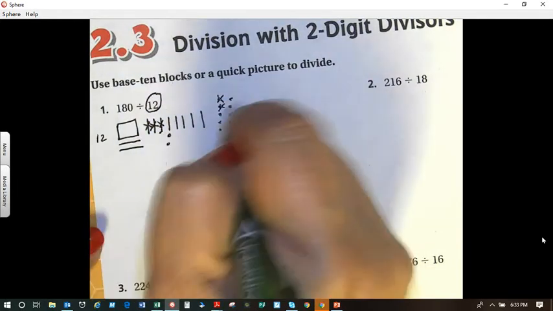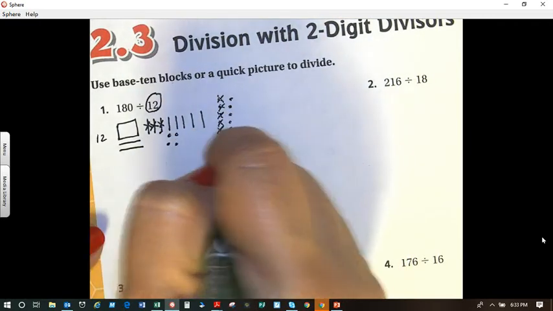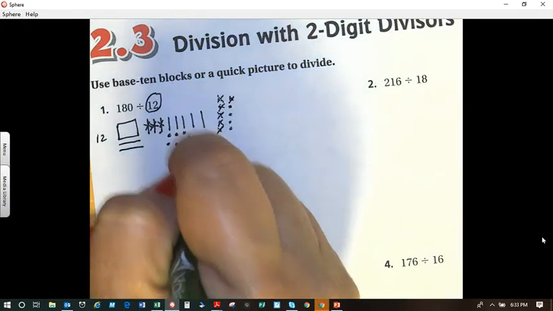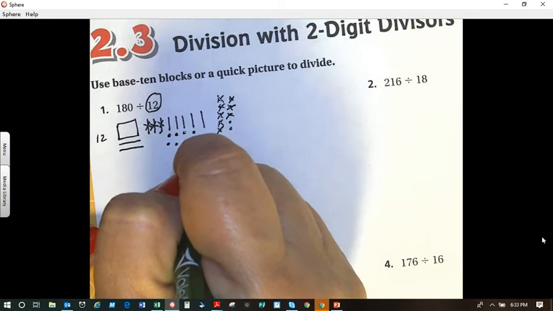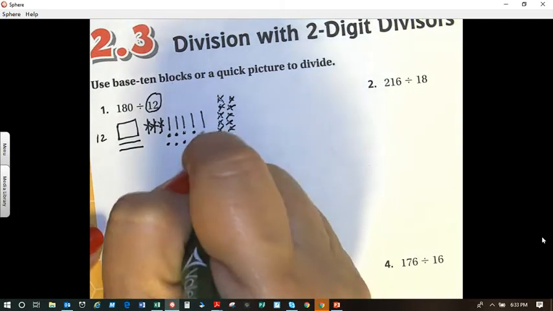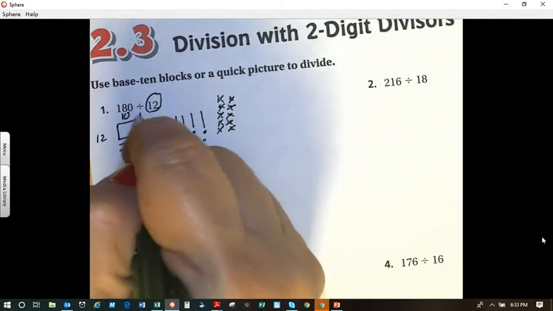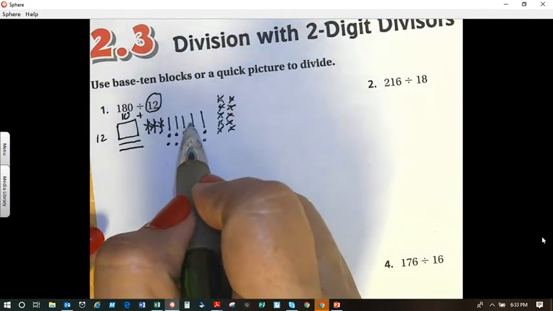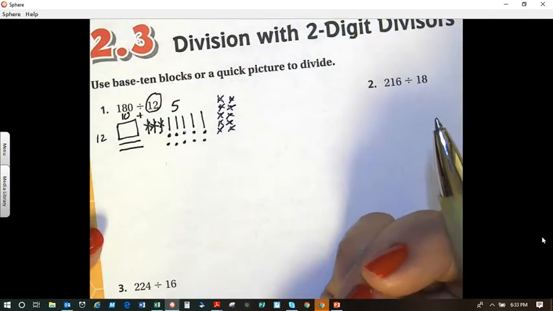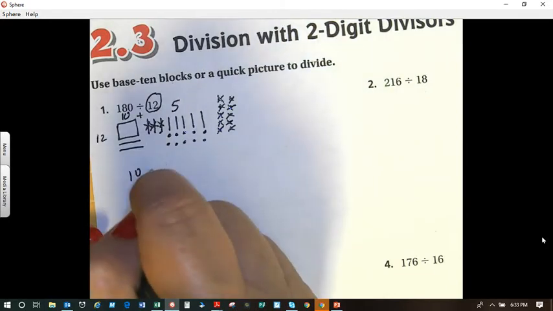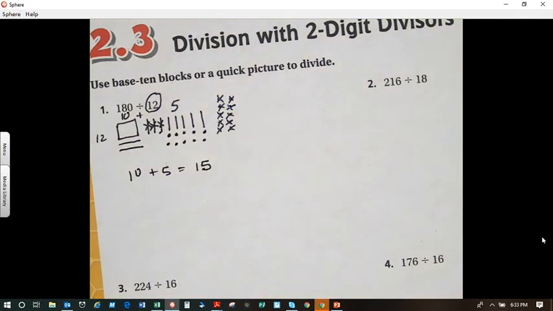Taking the next 2 out. 1, 2. The next 2 out, placing those under my group of 10s. My next 2 out, placing those under my next group of 10s. And my last ones, placing those here. So if I have 10 here, plus 1, 2, 3, 4, 5, 10 plus 5, these are my partial quotients. 10 plus 5 equals 15. And that's what my quick picture would look like.